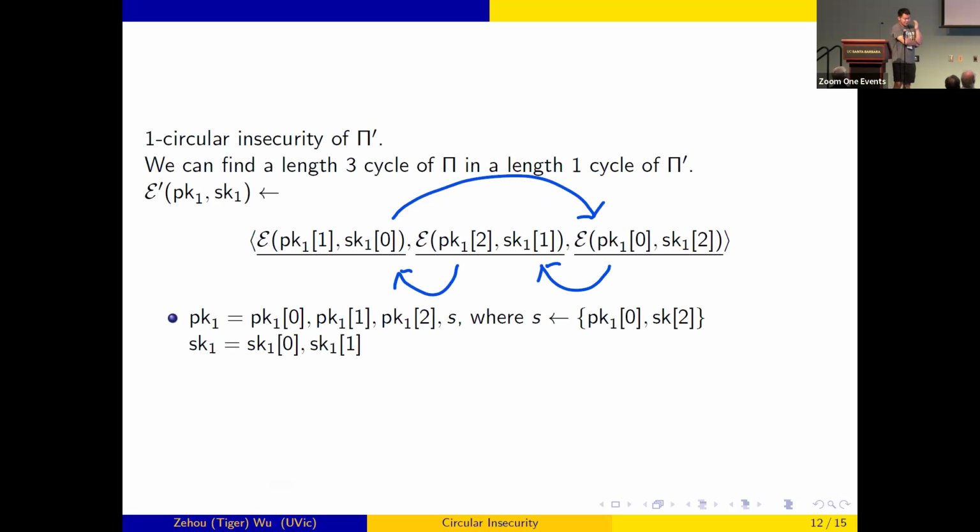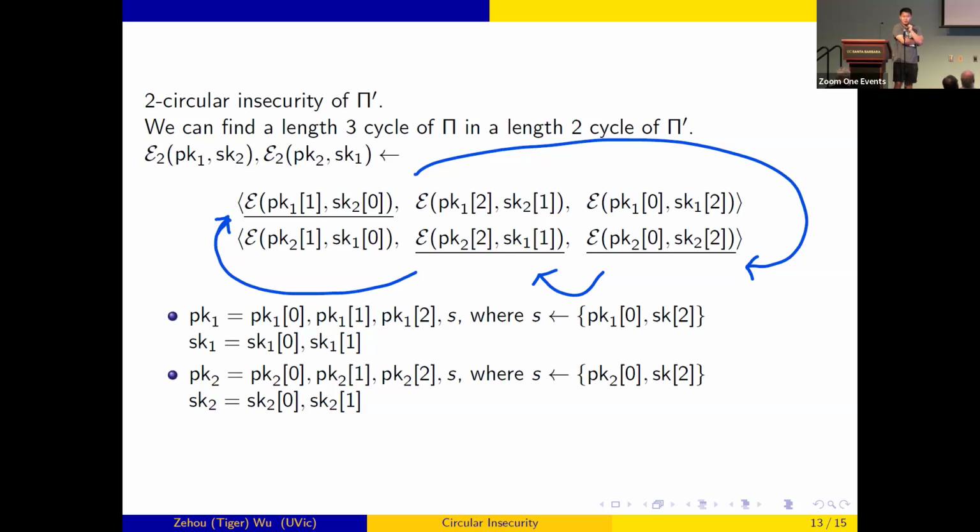So how it is insecure is that for a length 1 cycle of pi prime, we can in fact find a length 3 cycle of pi. So this means whatever distinguisher used to distinguish length 3 cycle of pi can be used to distinguish length 1 cycle of pi prime.